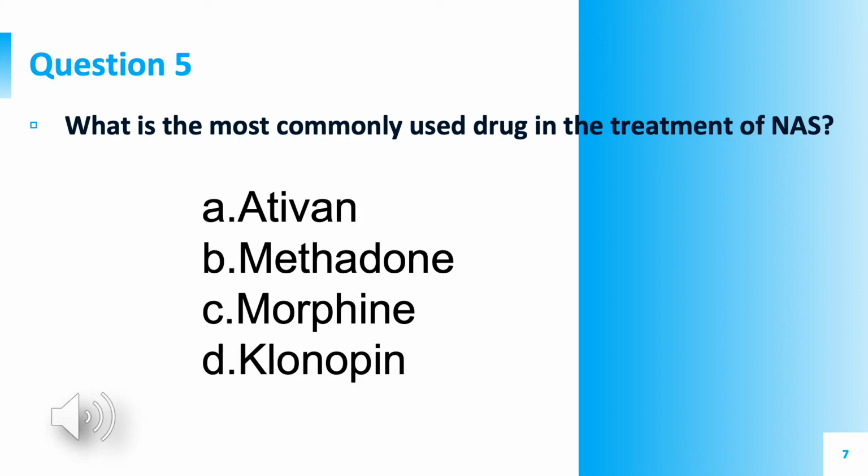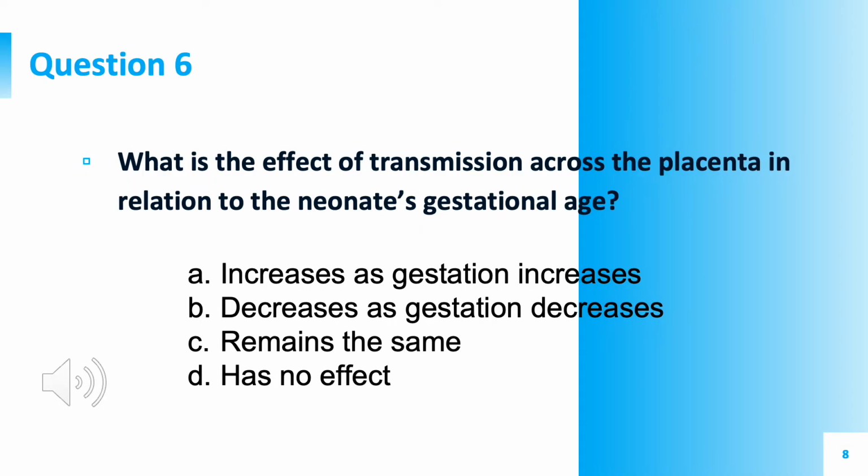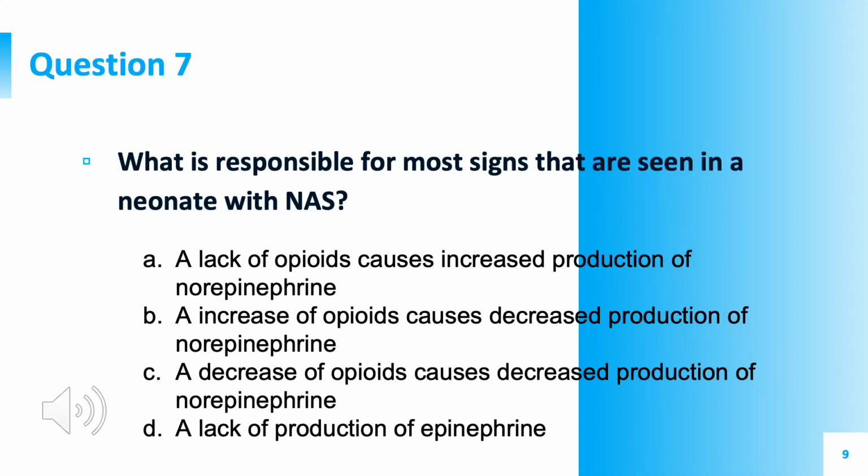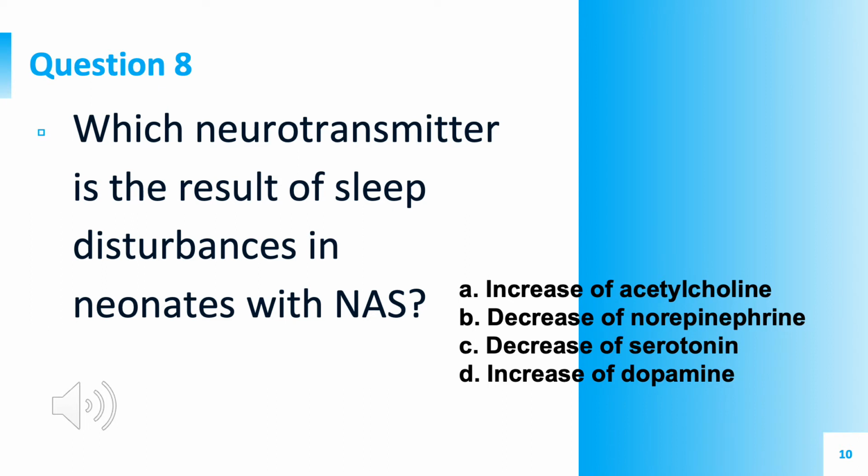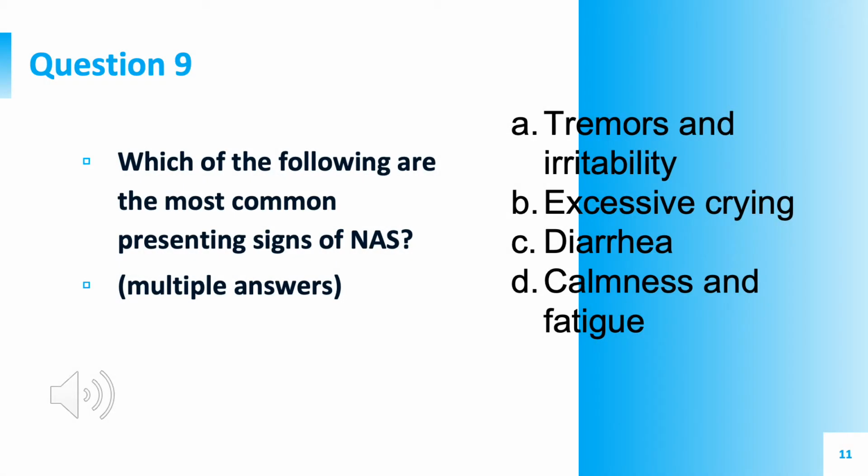Question number 5. What is the most commonly used drug in the treatment of NAS? Question number 6. What is the effect of transmission across the placenta in relation to the neonate's gestational age? Question 7. What is responsible for most signs that are seen in a neonate with NAS? Question number 8. What neurotransmitter is the result of sleep disturbances in neonates with NAS? Question 9. Which of the following are the most common presenting signs of NAS? There are multiple answers here. Please select all that apply.